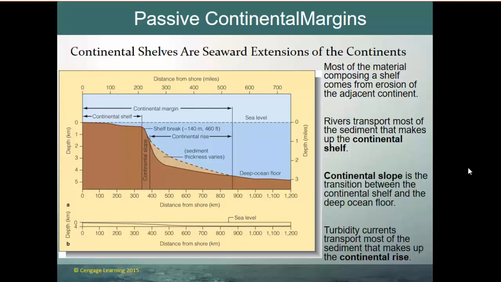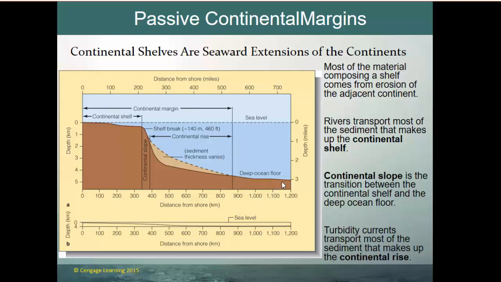The continental slope is a transition between the continental shelf and the deep ocean floor, and turbidity currents, which are basically currents of water that are denser because they're full of sediment, transport most of the sediment that makes up the continental rise. And again, this is our continental rise between the continental slope here and the deep ocean floor.